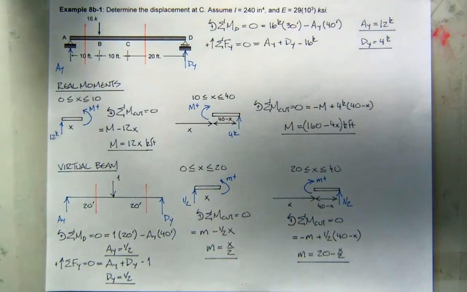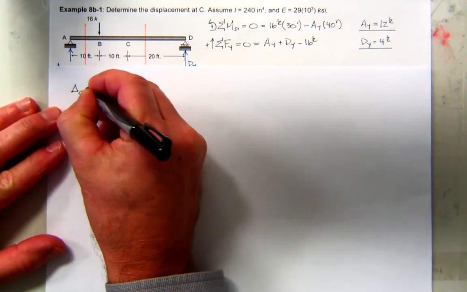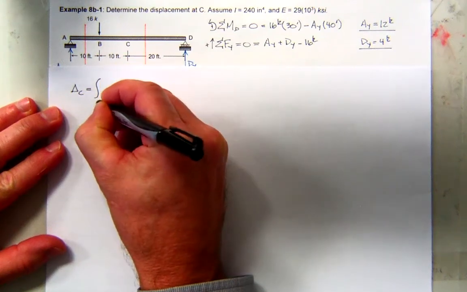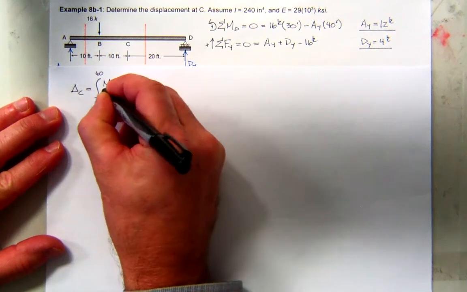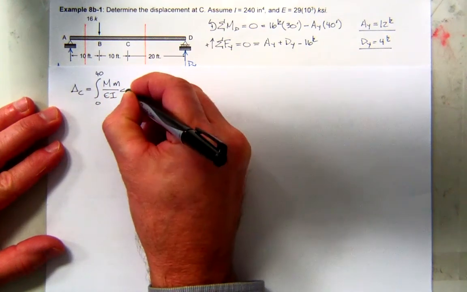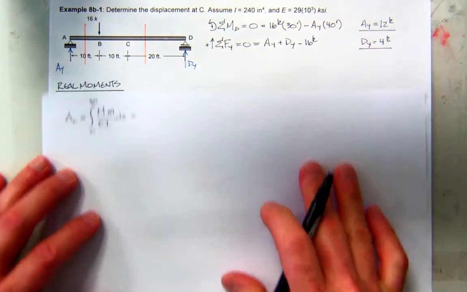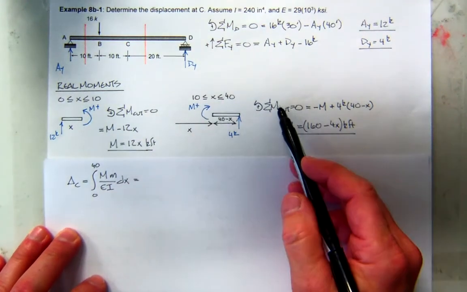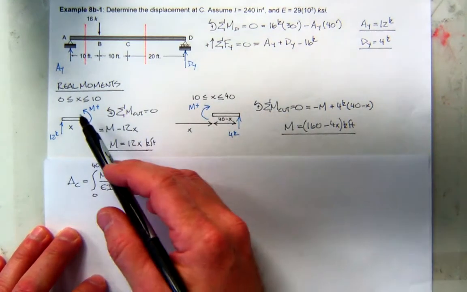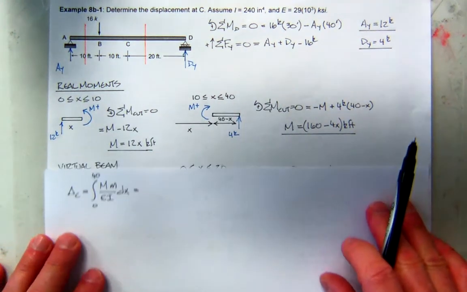All right. So now I want the displacement at C. Remember, it's the integral from 0 to, in this case, 40 of the real moment times the virtual moment divided by EI dx. That's the general statement. But you'll notice that in the real moments, I have one that's good from 0 to 10 and then a different one from 10 to 40. So I'm going to have to break up my integral at least from 0 to 10 and then from 10 to 40.